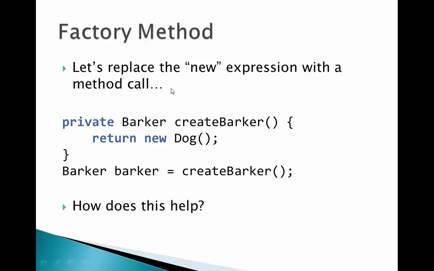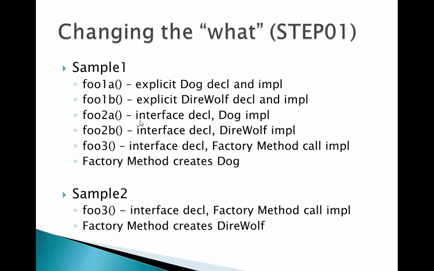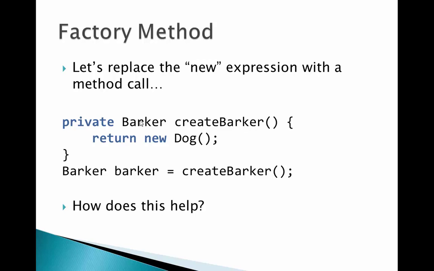And what that does for us is we have a method here called createBarker, which returns a Barker. And now we've put that call to new Dog in one place. That reduces our surface area. So if we ever want to create something different, we just have to go to one place and change it. And that's a pretty big benefit for us there. And every place we use it, we just say Barker barker equals createBarker.